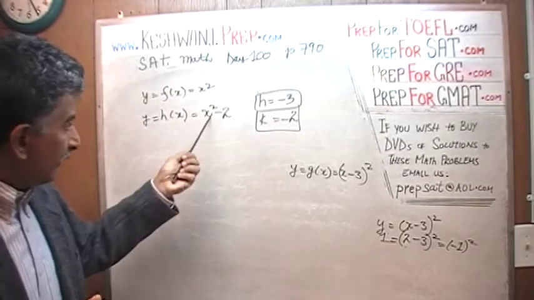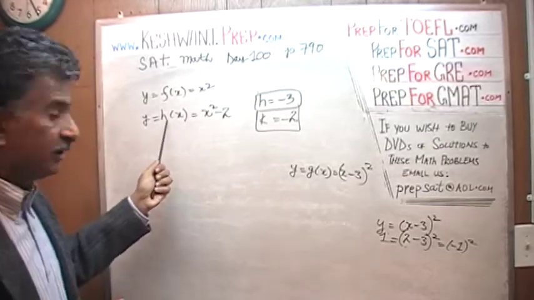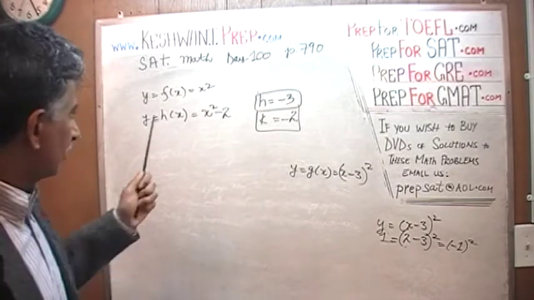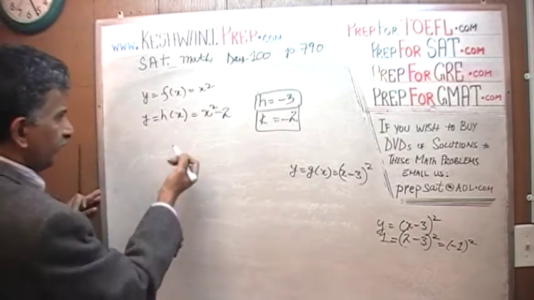But this is a different relationship than that one. I cannot call it g. We have to give it a new name. F, G, H. Let's call this H. Okay? Let's see what it looks like.